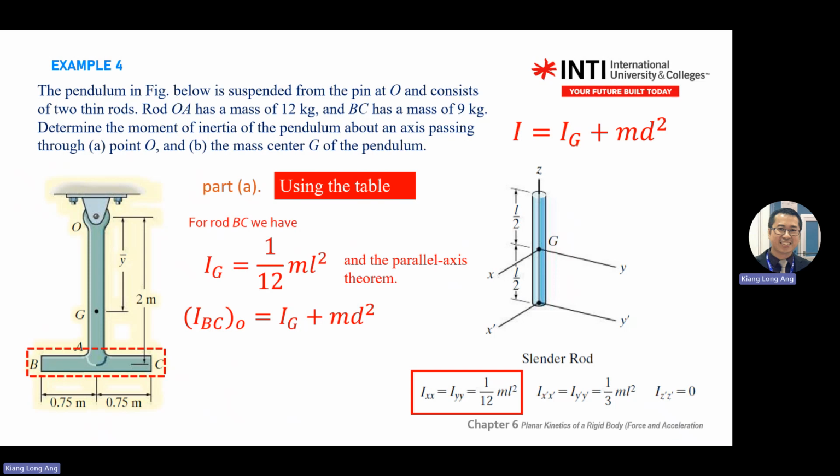That's why for the second part, the BC body, you are actually using Ig plus md square. Your Ig is read from here because you are reading from the center of the body, G here. But there's a D there. What is your D? Here to here, the observer point to the body. Your D is O to the center of gravity here, which is 2 meters.